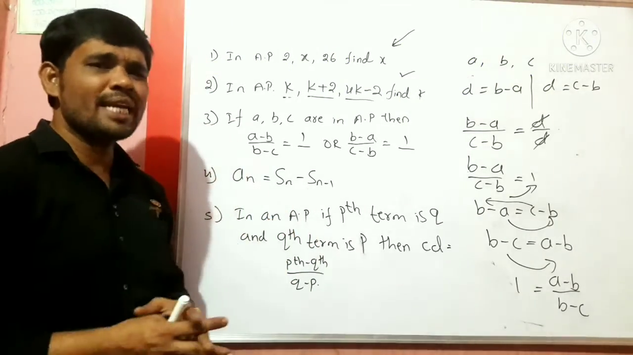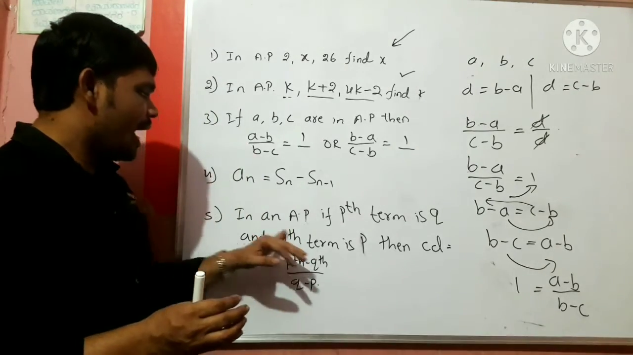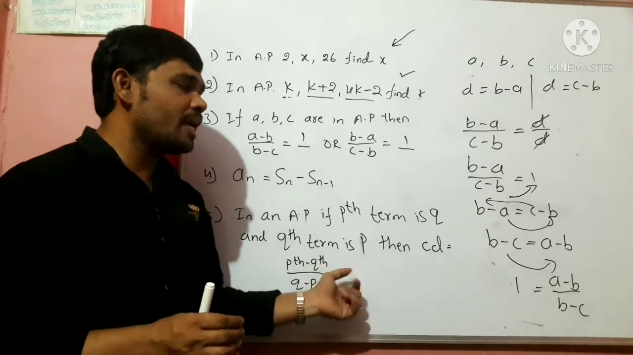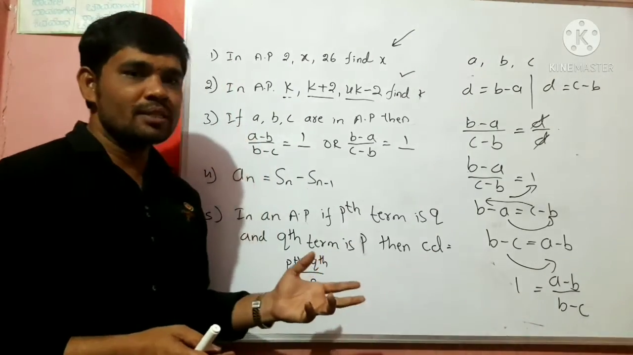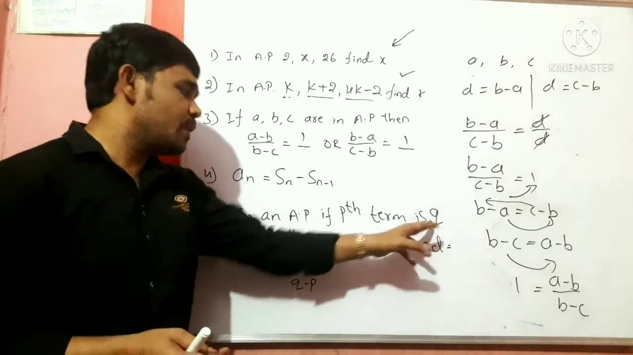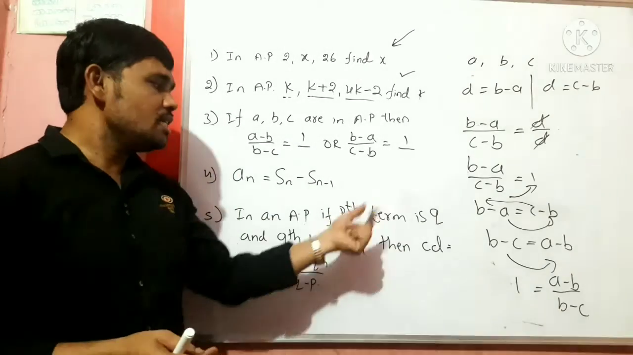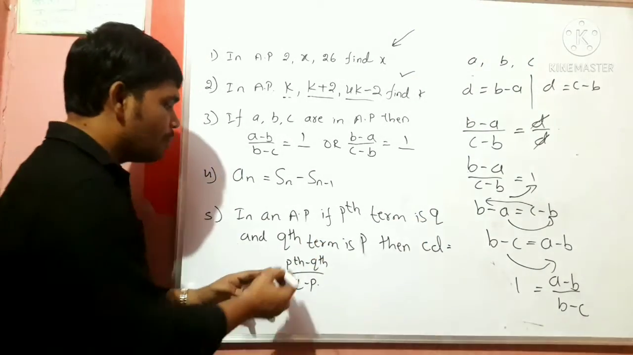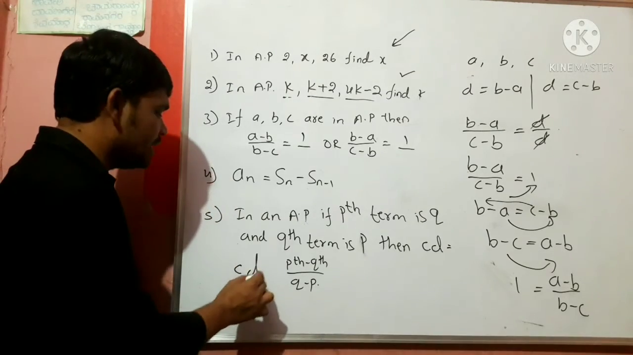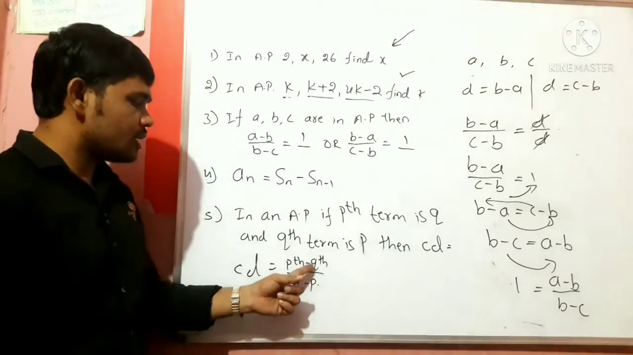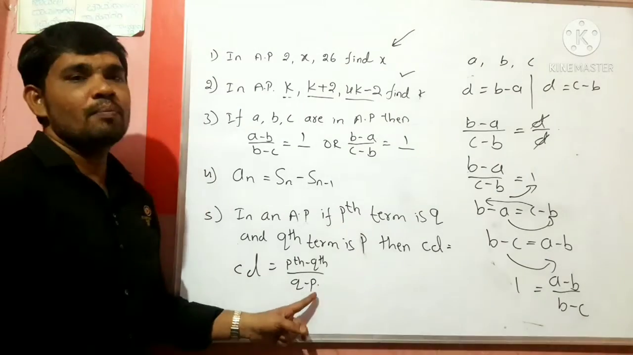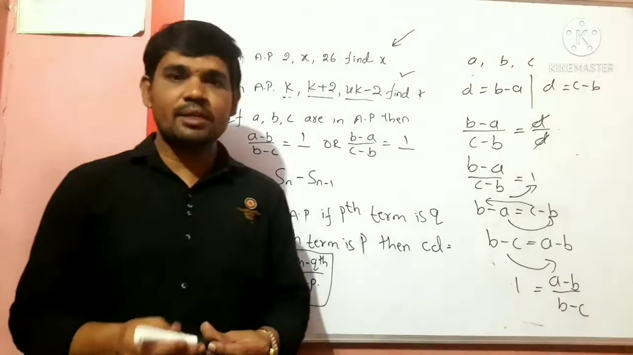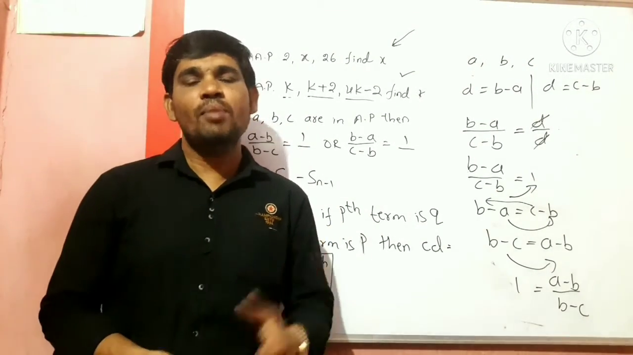And one more question that so many times they asked in your exam: in an AP, if the pth term is equal to q and the qth term is equal to p, then what is the common difference? Sometimes they may ask the pth term is p and the qth term is q. Here I changed it: the pth term is q and the qth term is p. The common difference d is always equal to the pth term minus the qth term divided by (q minus p) is the answer. Like these questions they will ask in your board exam for 1 mark or for multiple choice questions.